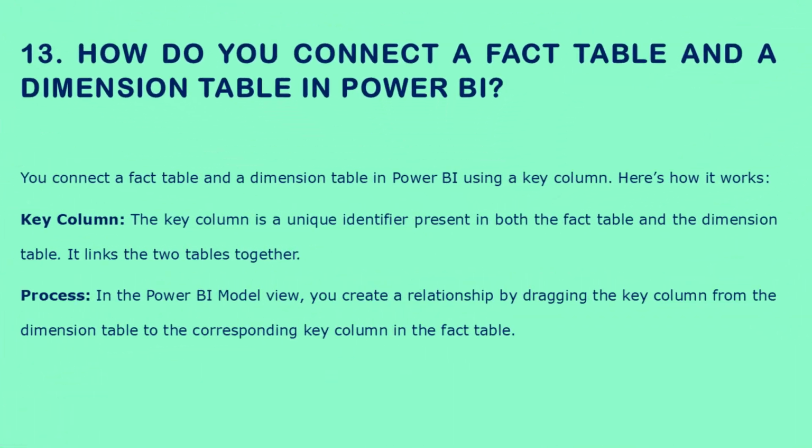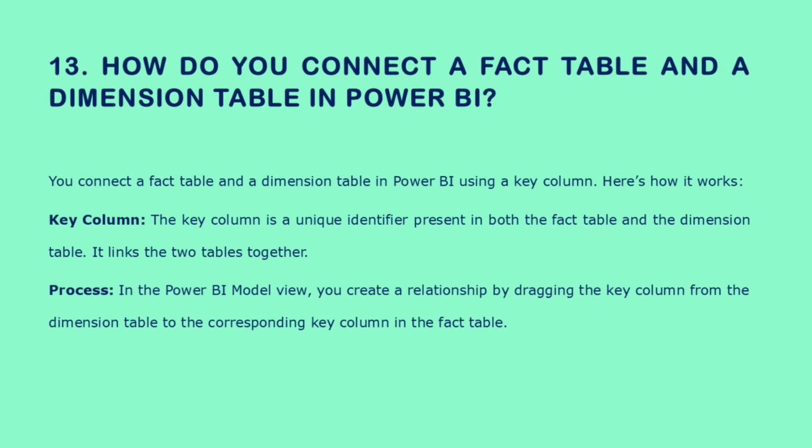How do you connect a fact table and a dimension table in Power BI? You connect a fact table and a dimension table in Power BI using a key column. Here's how it works. Key column. The key column is a unique identifier present in both the fact table and the dimension table. It links the two tables together. Process. In the Power BI model view, you create a relationship by dragging the key column from the dimension table to the corresponding key column in the fact table.